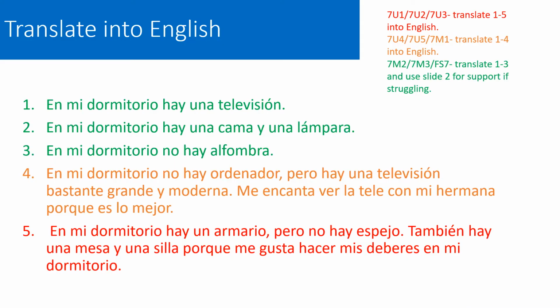Right, okay, on this slide, it's translations 1 to 5, and as you can see, you have got 7 Upper 1, 7 Upper 2, and 7 Upper 3. You're translating sentences 1 to 5 into English. 7 Upper 4, 7 Upper 5, and 7M1, I'd like you to translate 1 to 4. 7M2, 7M3, and Foundation Score, I'd like you to translate 1 to 3, and if you need extra support, go back to slide 2. If you can, if you're in 7 Upper 1, 7 Upper 2, 7 Upper 3, try and do this from memory as much as you can.